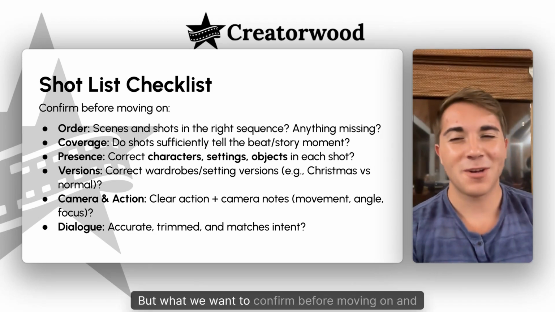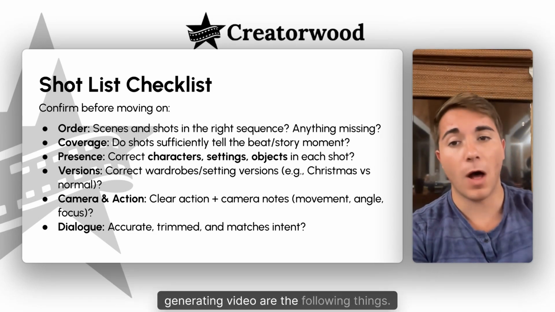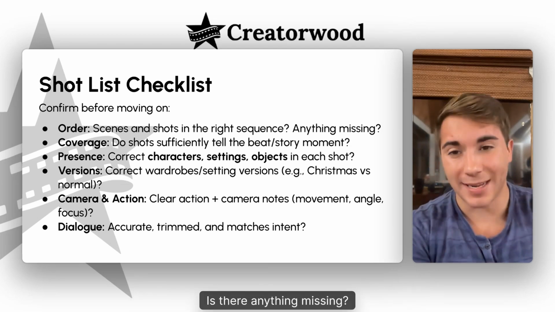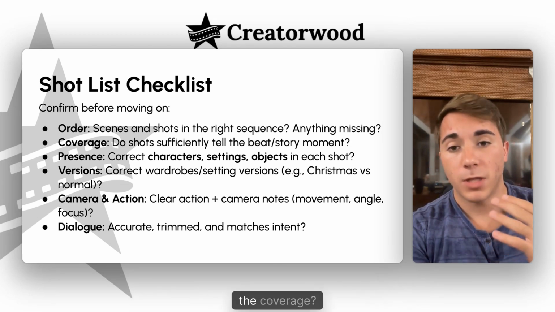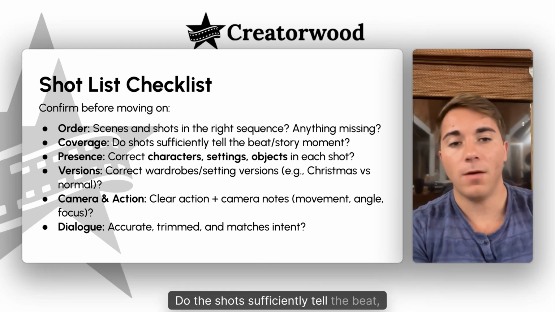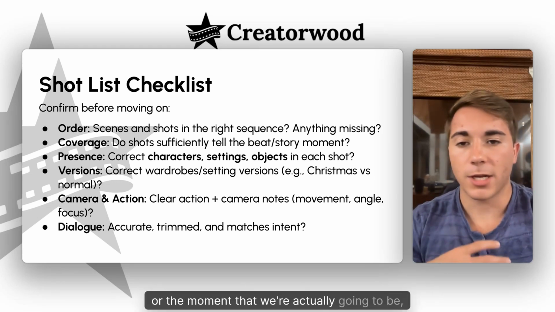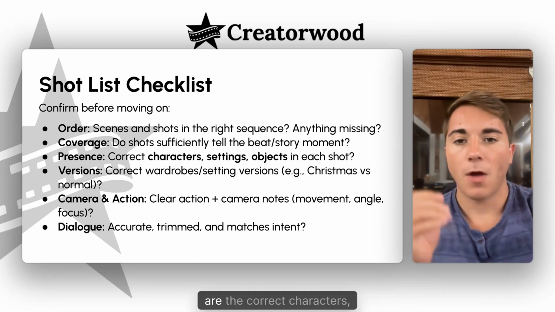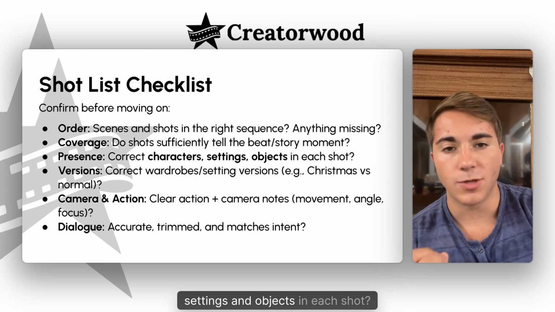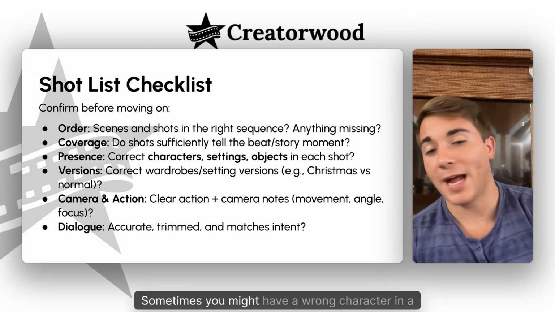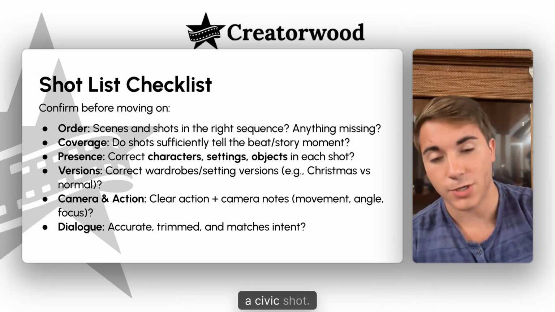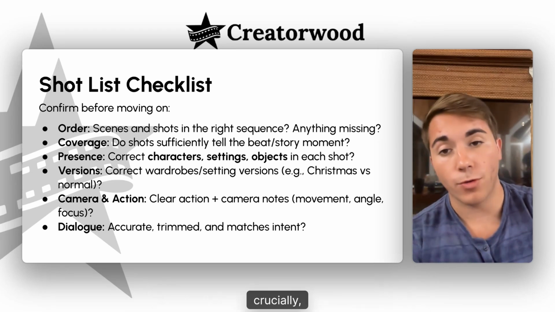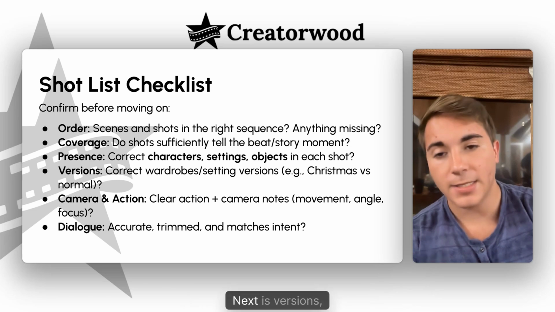But what we want to confirm before moving on and generating video are the following things. One is sequence: are the scenes and shots in the right sequence? Is there anything missing? Two is coverage: do the shots sufficiently tell the story or the moment that we're going into AI film production with? Next is presence: are the correct characters, settings, and objects in each shot? Sometimes you might have a wrong character or the wrong setting in a specific shot. We'll want to change these in our shot list before generating the start frame, and even more crucially, before generating the video. Next is versions.